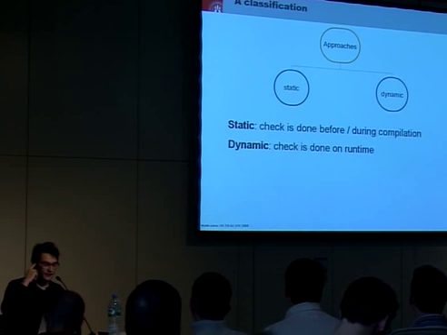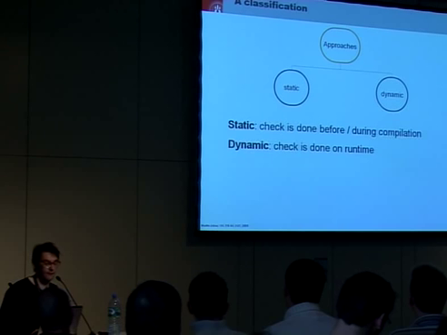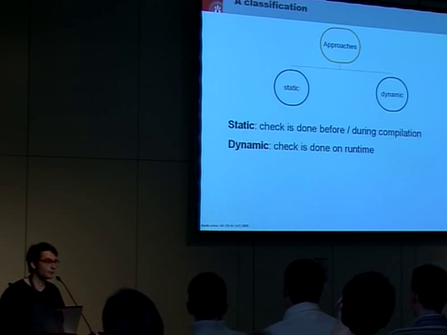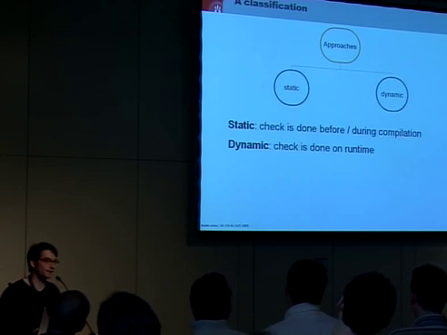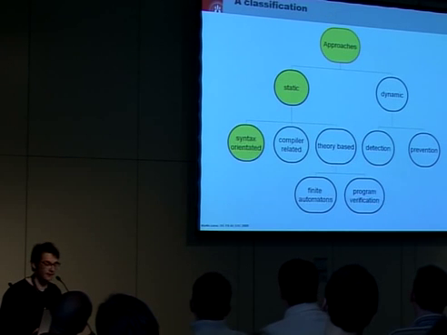To make it a little bit more accessible, I have done a classification. The main classification is between static and dynamic tools, as I already told you. Static tools do the check before or during the compilation. Dynamic tools work on runtime. They compile some code into the user executable that is supposed to find or prevent exploitation. This is what we're going to cover in the next hour.